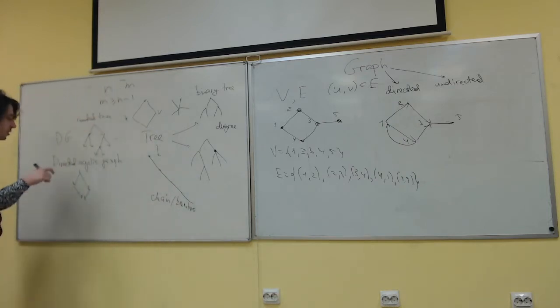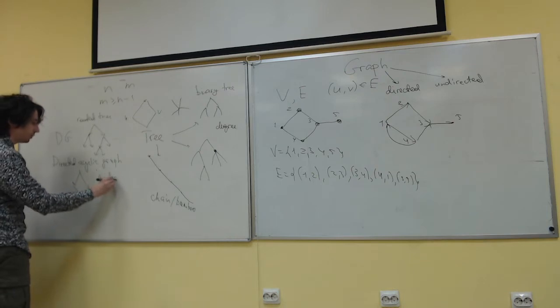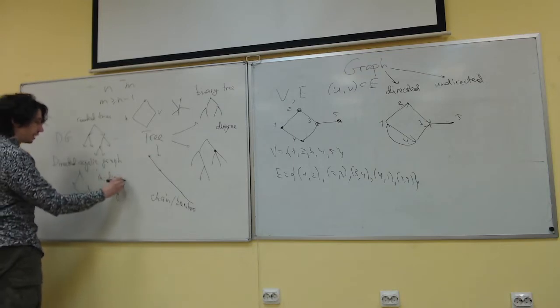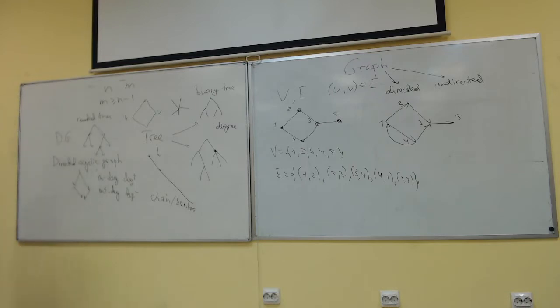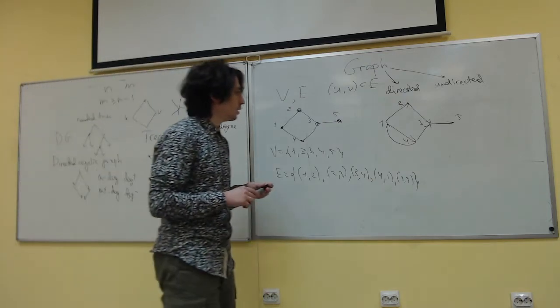And in a directed graph there are 2 different versions, in-degree and out-degree, typically written as deg plus and deg minus. What does it mean? In-degree is the number of incoming edges, and out-degree is the number of outgoing edges. For example, for this one in-degree is 2, for this one it is 0. And out-degree: this one is 2, this one is 0, this one is 1, and this one is 1.